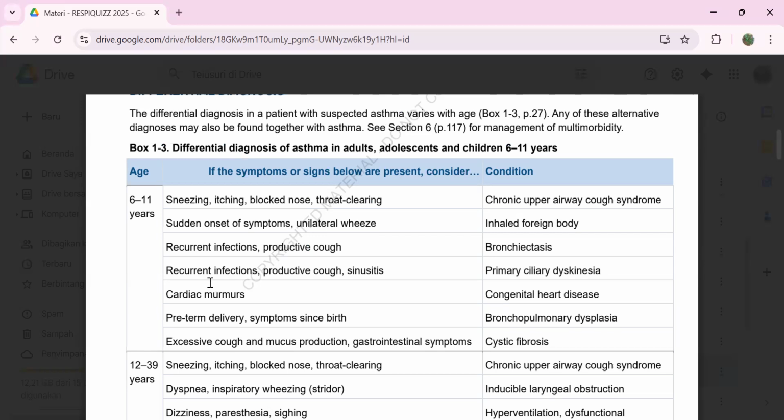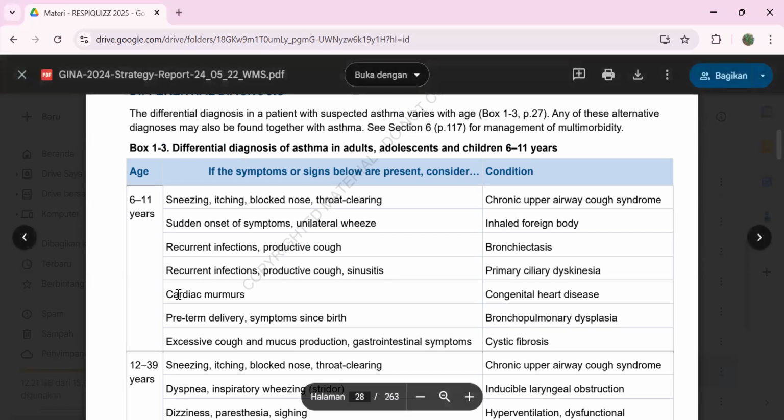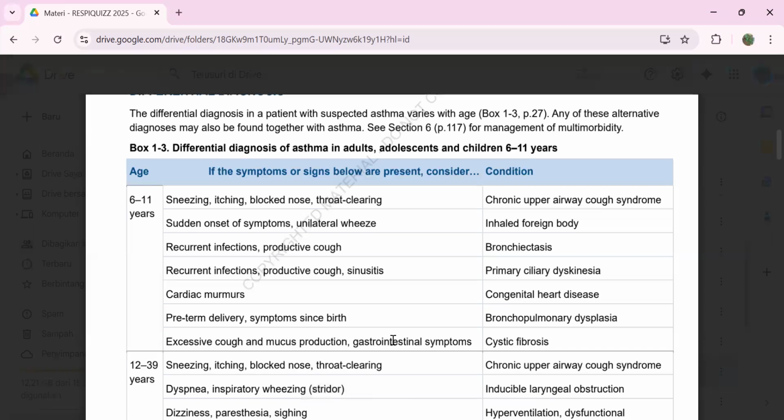If the symptoms are recurrent infection, productive cough, and sinusitis, think about primary ciliary dyskinesia. If there is a cardiac murmur, think about congenital heart disease. Preterm delivery with symptoms since birth, think about bronchopulmonary dysplasia. Excessive cough and mucus production with gastrointestinal symptoms, think about cystic fibrosis.